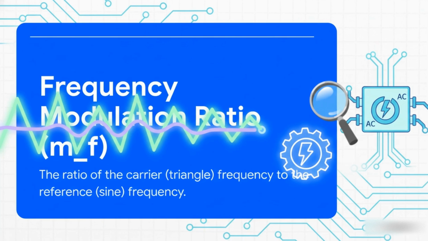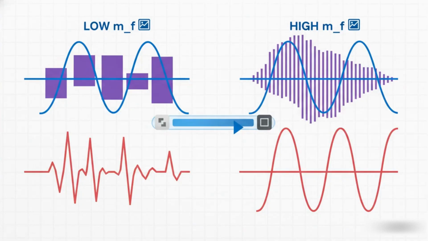The other key dial we have is the frequency modulation ratio, or M sub F. This is just the ratio of how fast our triangle wave is oscillating compared to how fast our sine wave is. And if M sub A is our volume knob, then M sub F is our smoothness or resolution control. A higher M sub F means we're using more, much narrower pulses to build each cycle of our sine wave. Think of it like a higher pixel count on a TV screen.